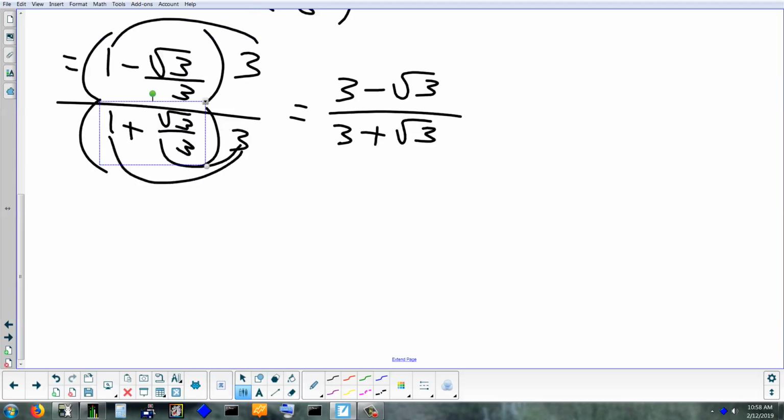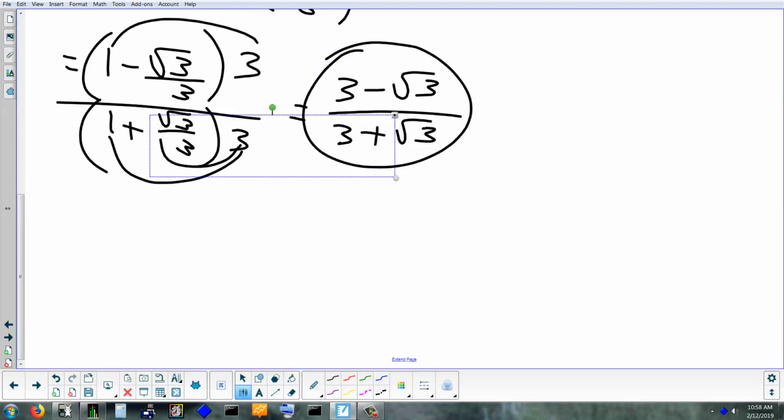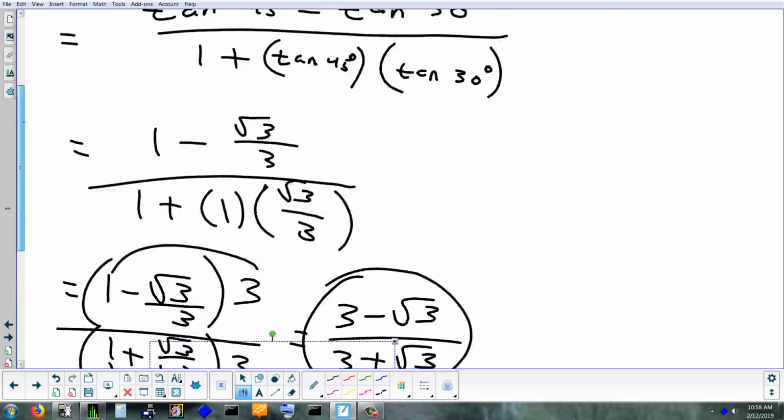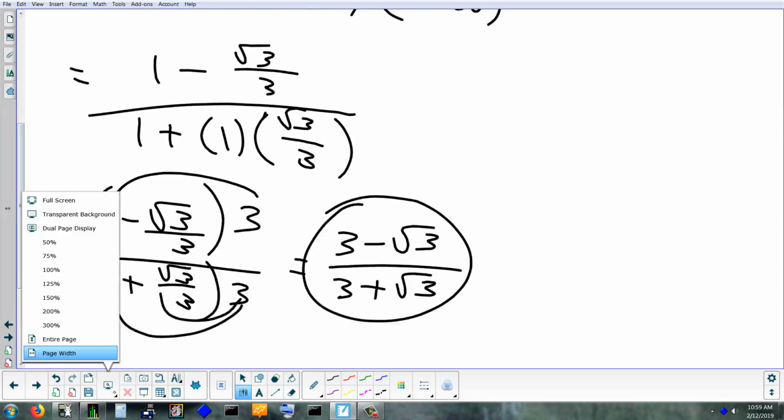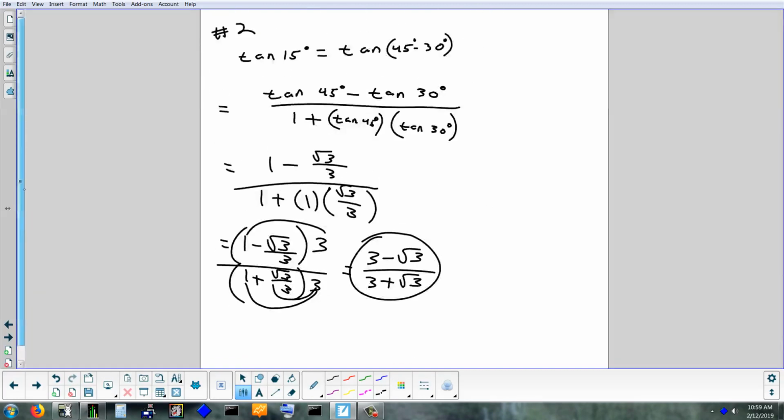I mean, technically there's a square root in the bottom, but if you got that far, that's pretty good. If you really wanted to know what to do from there, you would multiply top and bottom by the conjugate, and that would get rid of all the roots in the bottom. But I'm not worried about that for this one. Okay. So that's the tangent of 15 as far as I want to take it in this one. 3 minus the square root of 3 over 3 plus the square root of 3. All right. So any other questions on number 2?